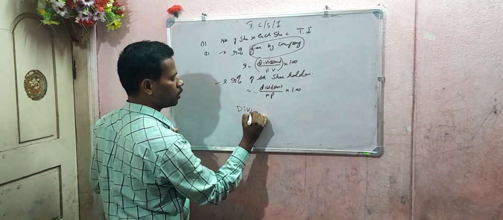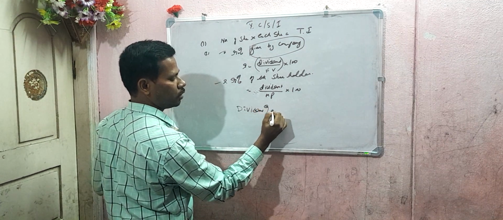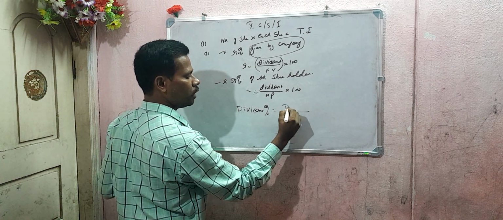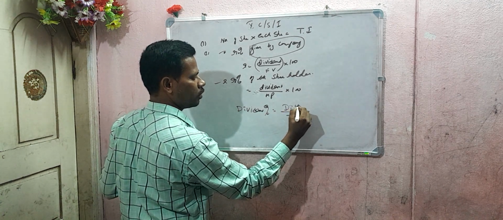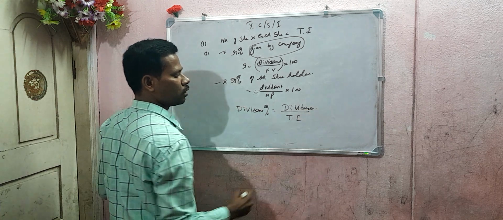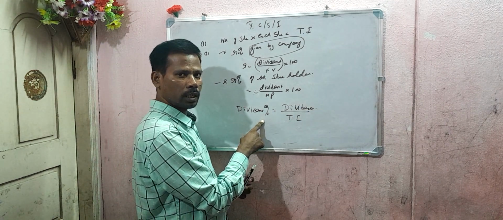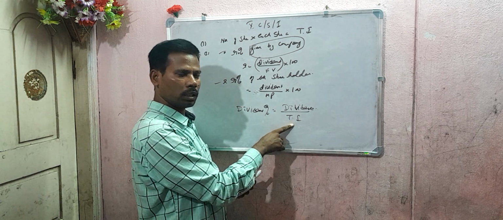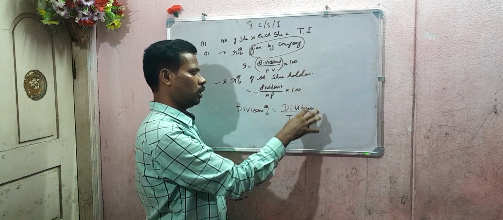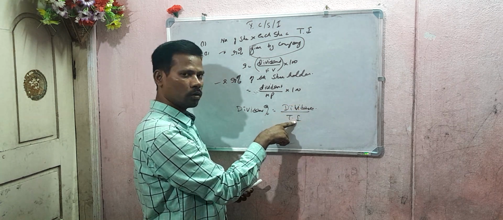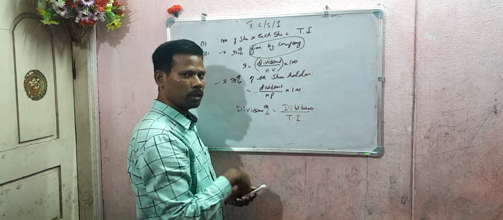Dividend percentage, that means income percentage, is nothing but total income by dividend. Dividend percentage means income percentage. How will you calculate? How much you are putting in the company, dividend divided by total amount you are putting in the company will give dividend percentage.